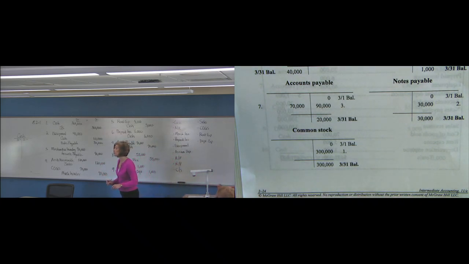I'm going to give you a couple of minutes to do that. In the next one, you're going to go to the equipment T account. You're going to debit equipment for $40,000, put a number 2 next to it. You're going to credit cash for $10,000. You're going to credit notes payable for $30,000. Do you see what you're doing? All you're doing is taking the journal, transferring the debit or credit and the amount to the T account.